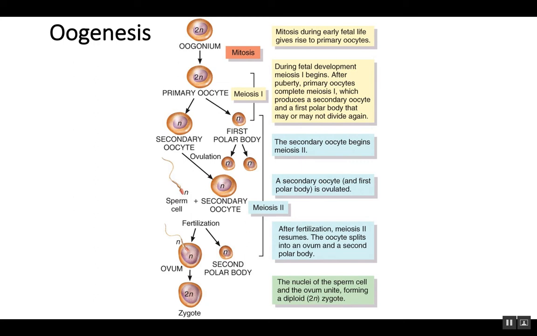Let's look at the process of meiosis in a female ovary. We call it oogenesis in a female, spermatogenesis in a male. But meiosis is meiosis. It follows a very similar process. But there are a few differences between male and female meiosis.